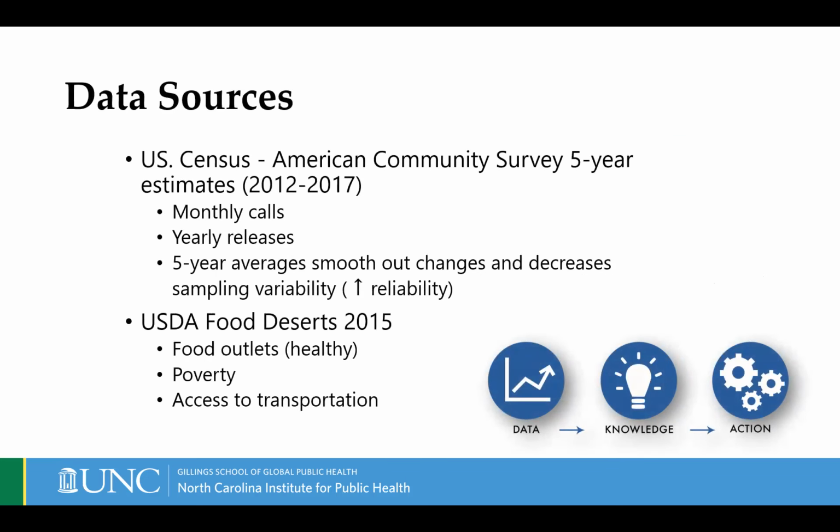We sourced the majority of our data, 11 of the 12 indicators, from the American Community Survey, or the ACS, which is updated annually by the U.S. Census Bureau. The ACS is conducted monthly with residents throughout the U.S., updated annually, and then rolled into 5-year averages. They do this to decrease sample variability and increase estimate reliability. One byproduct of this process is that changes from one year to the next will be smoothed out since it's a 5-year average.